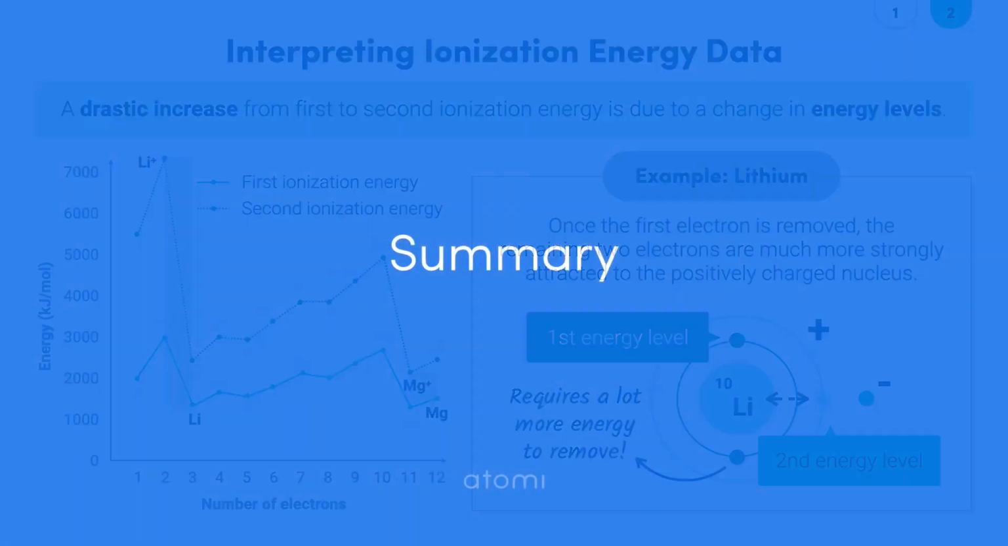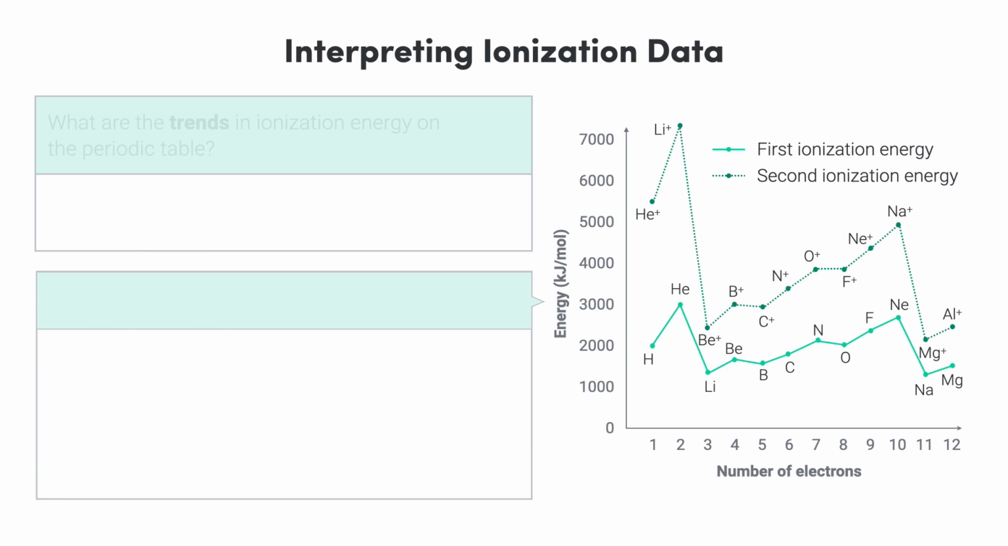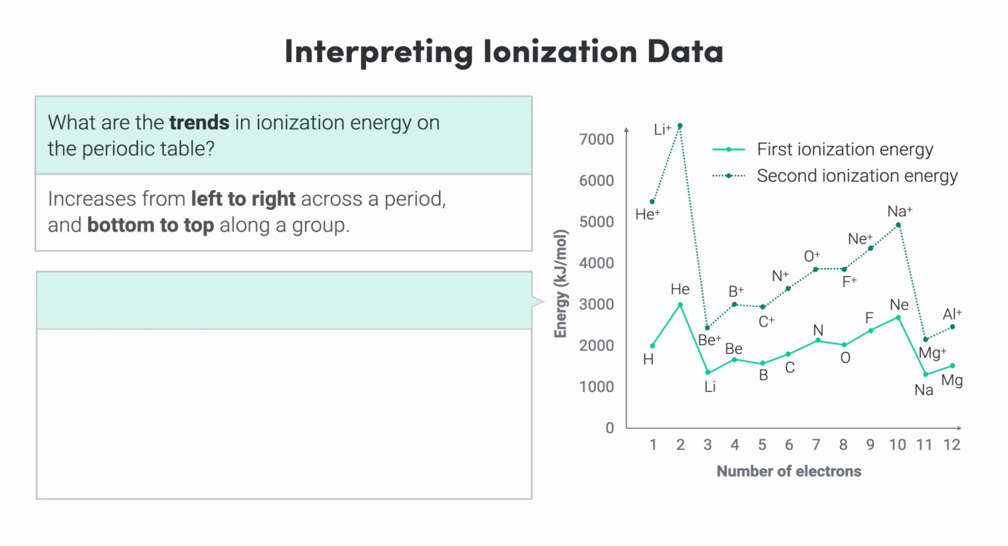So let's sum up with some questions. First, what are the trends in ionization energy on the periodic table? As we move left to right across the periodic table, ionization energy increases because the number of protons in the nucleus increases, placing a stronger pull on the electrons. As we move top to bottom down the periodic table, ionization energy decreases because the number of energy levels increases, which means the outermost electrons are further away from the nucleus.